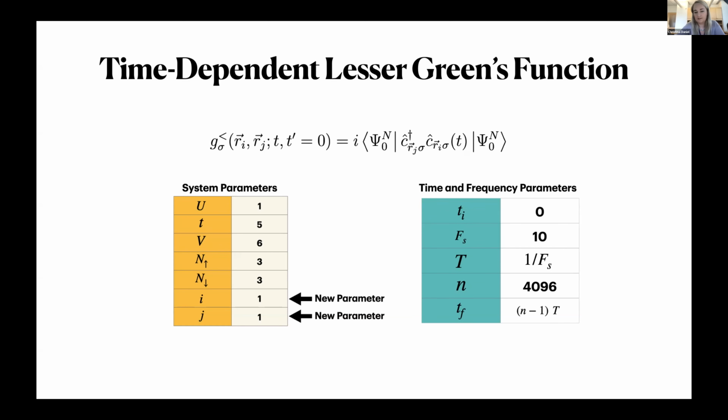And since the annihilation operator depends on time, it is necessary to define time and frequency parameters. And I group those together because the time parameters are closely related to the frequency parameters. For example, the sampling frequency f sub s is equal to the inverse of the sampling period capital T. And the final time, TF, by design, depends on the number of time points, lowercase n, and the sampling period, capital T. Note that the initial time is 0, and the sampling frequency is 10, and the number of time points is 4096.